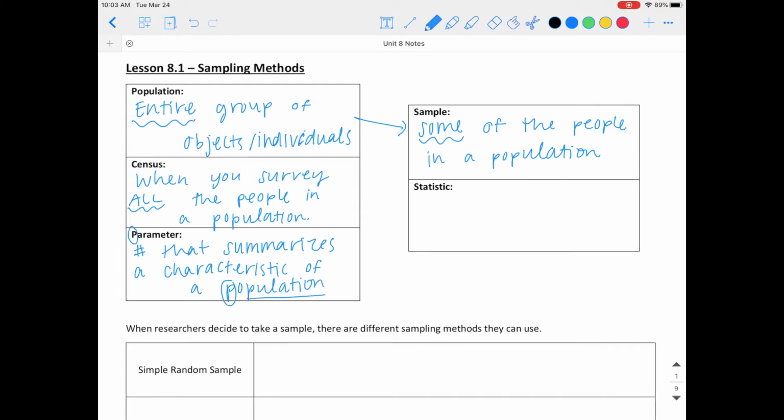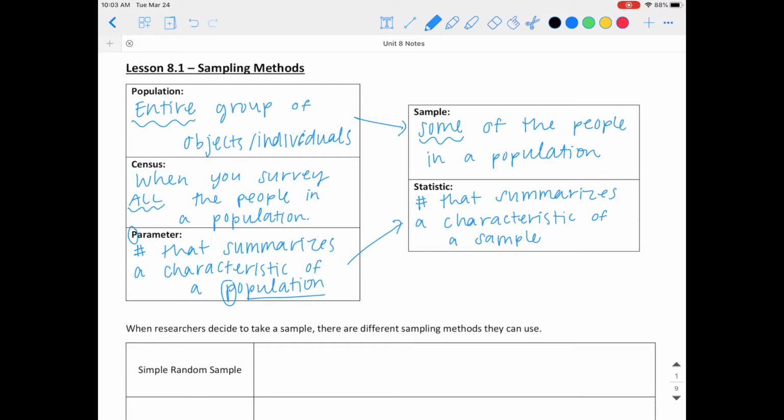Okay, and then if we only talk to a sample, then when we get that number, it's not called a parameter anymore, it's called a statistic. But a parameter and a statistic basically are the same thing. It's just that a parameter describes every single person, and a statistic is just describing that sample that we pulled out from the population. Okay, so that's just the general idea, the difference between population and sample and the information we can get from those groups.